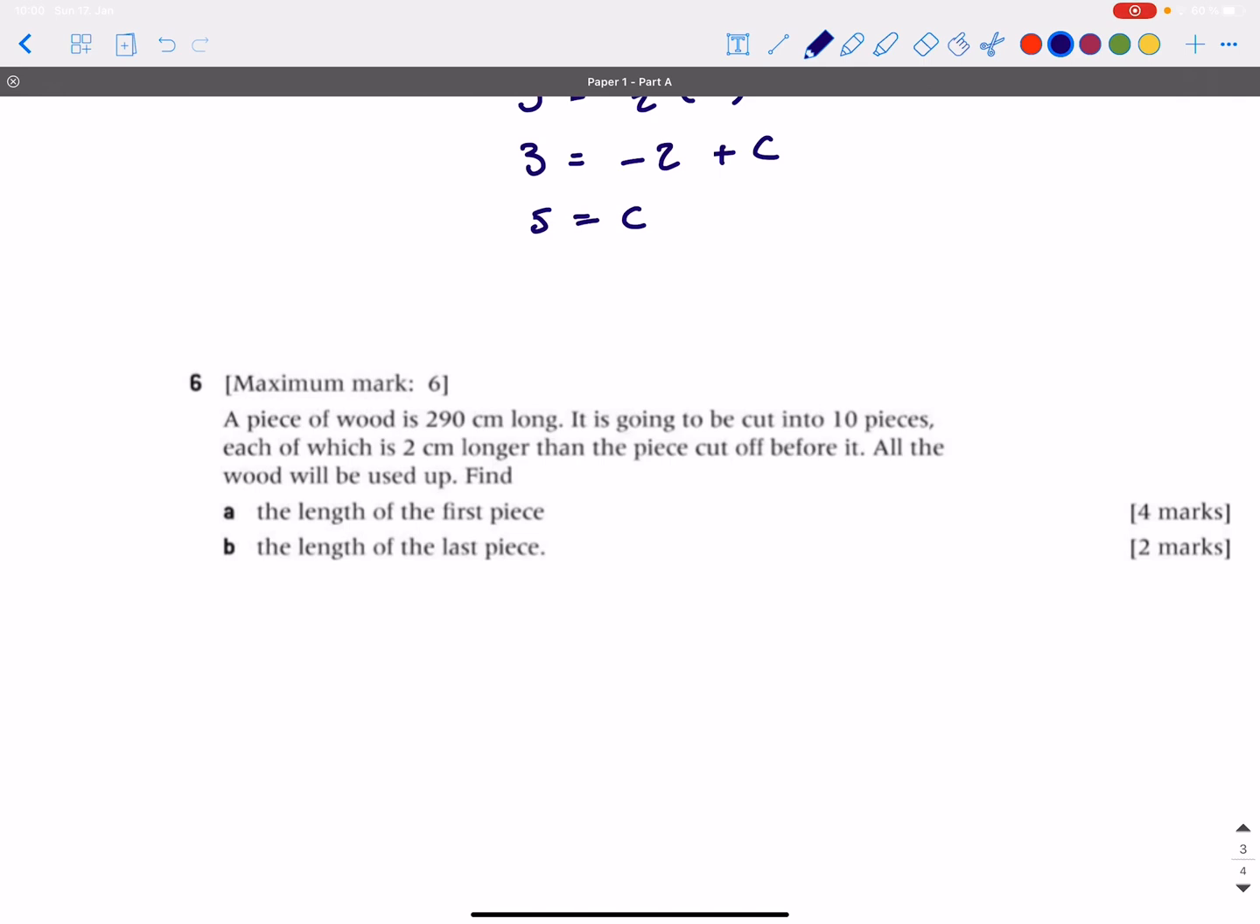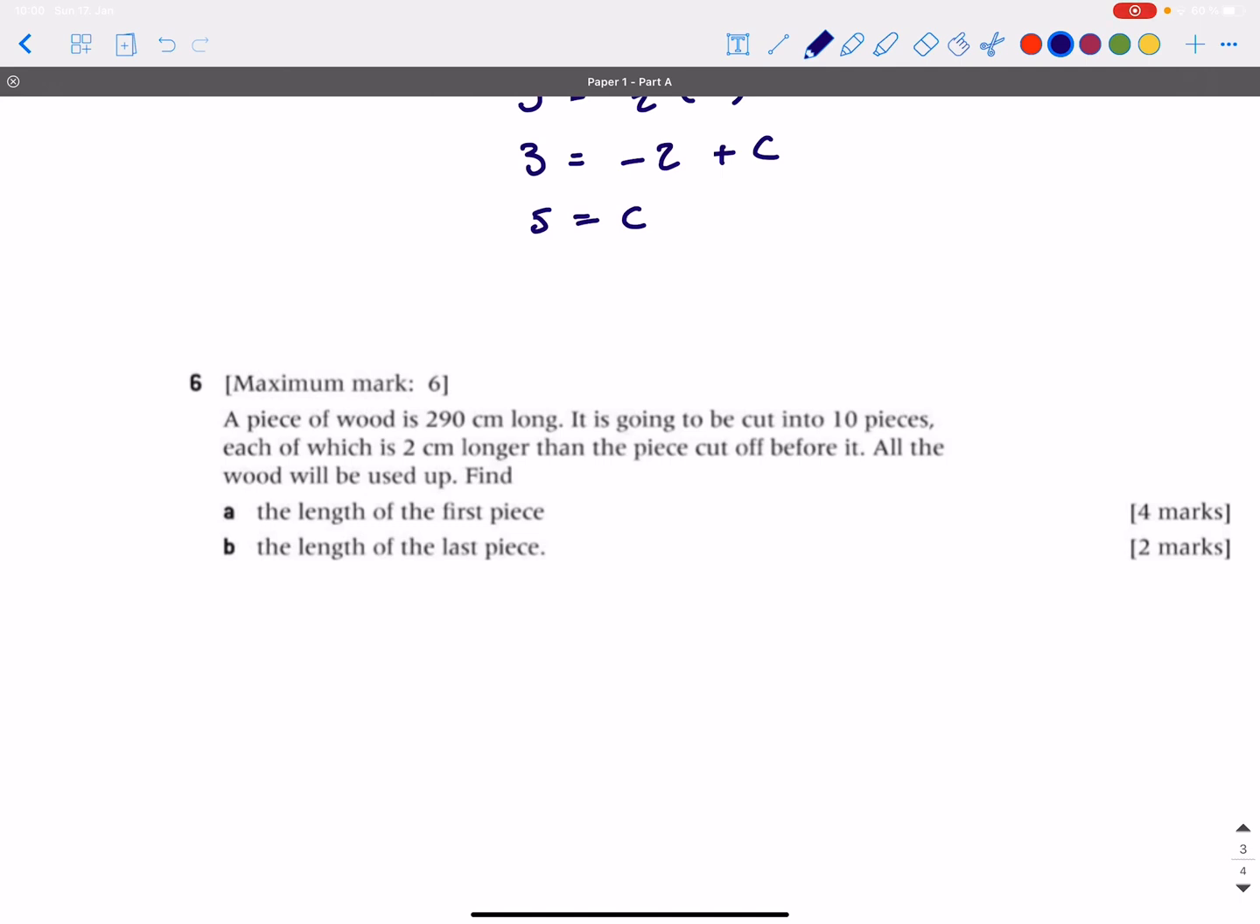So I think it's obvious when you start off: a piece of wood is 290 centimetres long. That's not very much information. It's cut into 10 pieces. But when it starts to say each of which is 2 centimetres longer than the piece cut off before it, that is when I start to think about sequences, right?